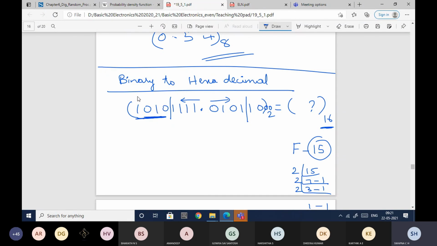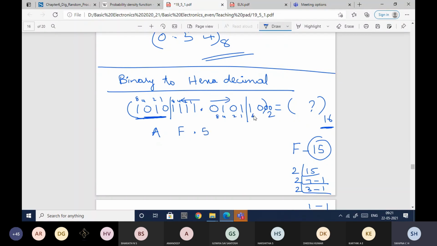8421. Okay, what will be the value here? 10. 10 is nothing but A. Here also 8421. 8 plus 4, 12. 12 plus 2, 14. 14 plus 1, 15. 15 is F. Here also 8421. So 4 plus 1, 5.